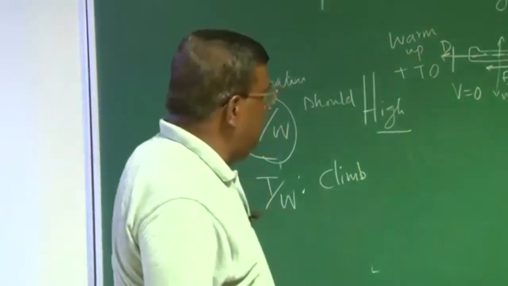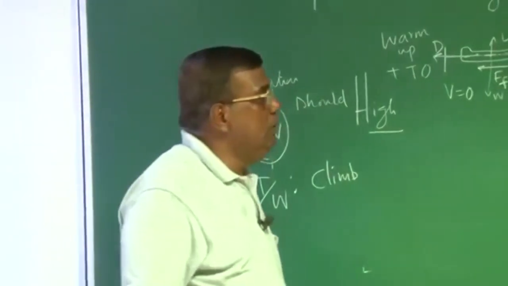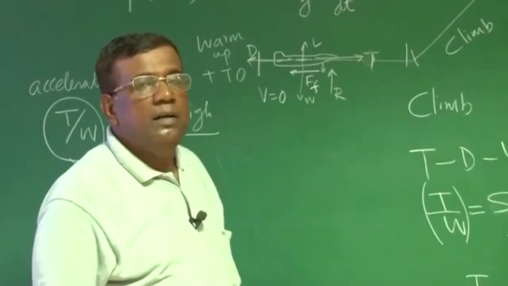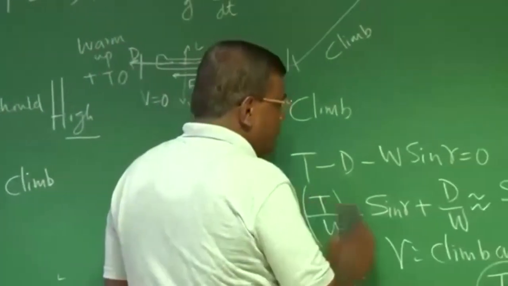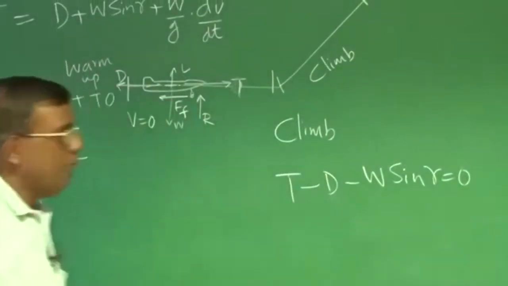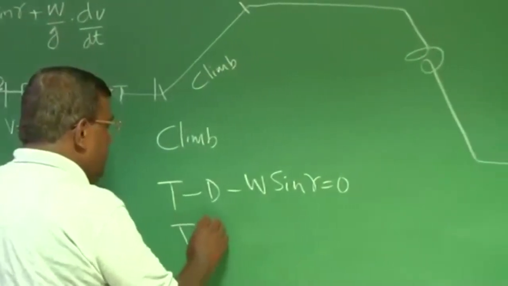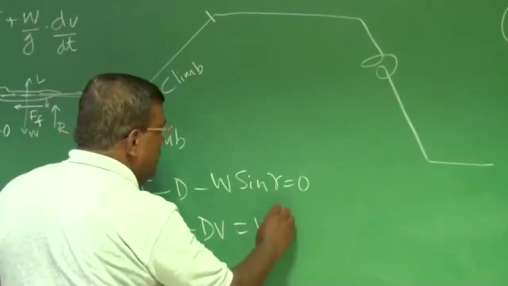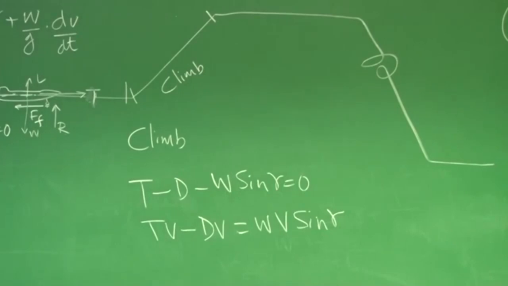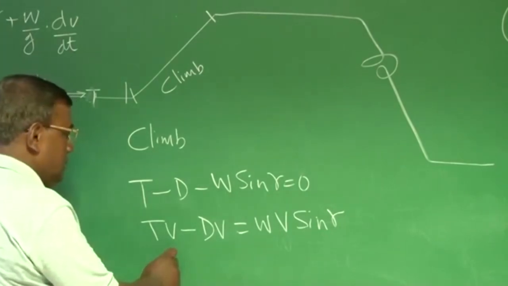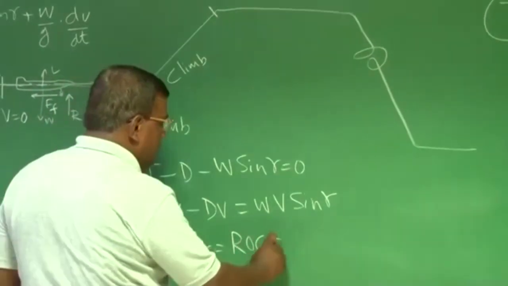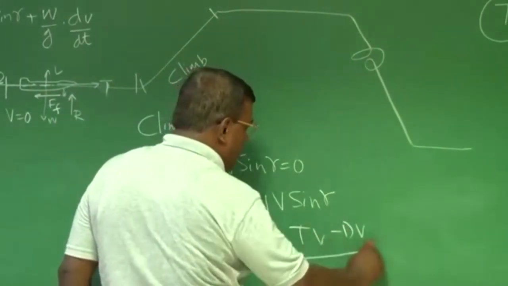But somebody may ask me a question: when I am adding T by W, am I only talking about jet engines? What about propeller driven IC engines or prop engines? The answer is simple. Nothing new you require, and you are familiar with this. We multiply both sides by V, so we get TV minus DV is equal to W V sine gamma. And here you find that V sine gamma, which is nothing but rate of climb, is given as TV minus DV by W.